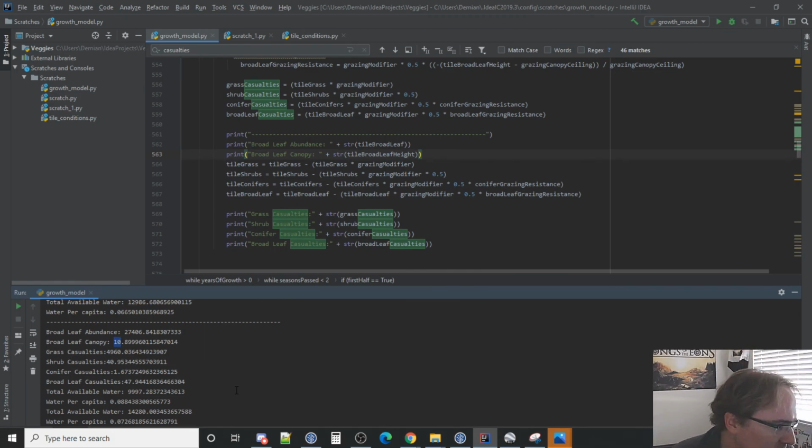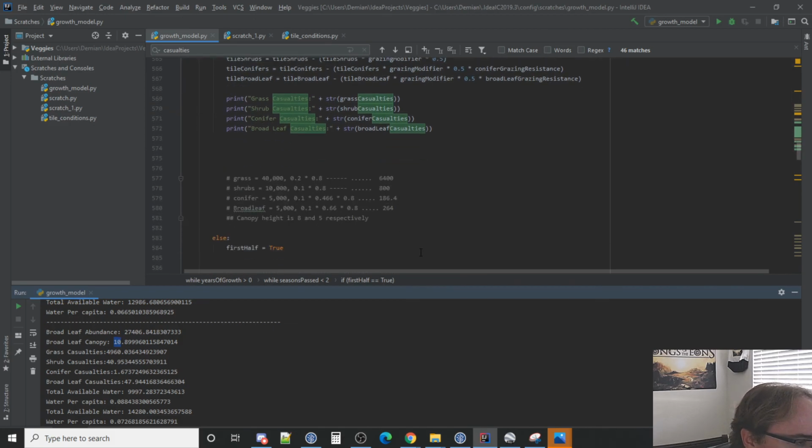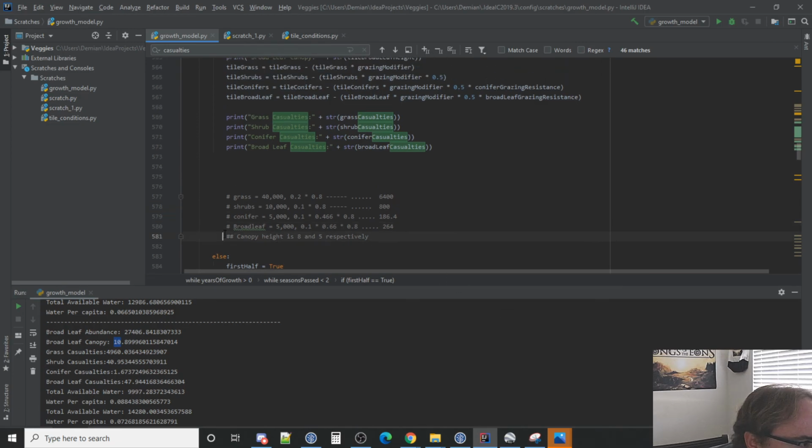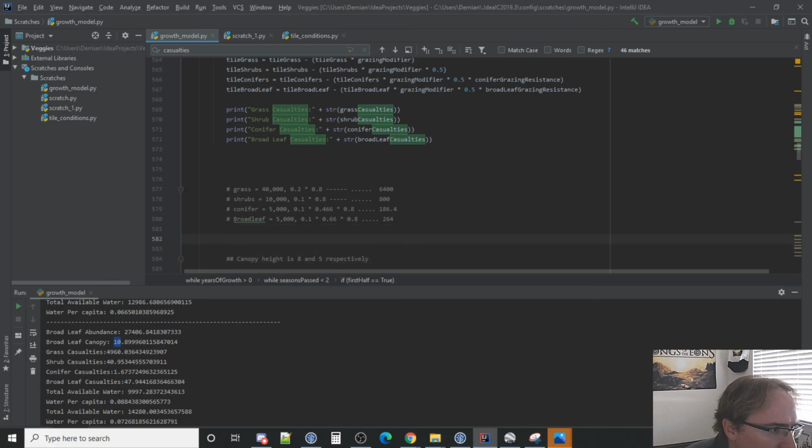So we did not have nearly enough dead trees. So we have some actual results. Let's see if they conform with the calculations that we have. So, alright, if we have 27,000 broadleaf trees, multiply by the base factor times actual grazing animal abundance.